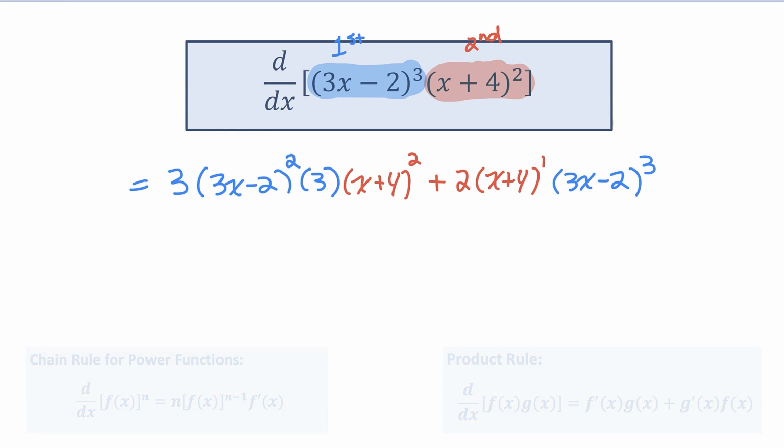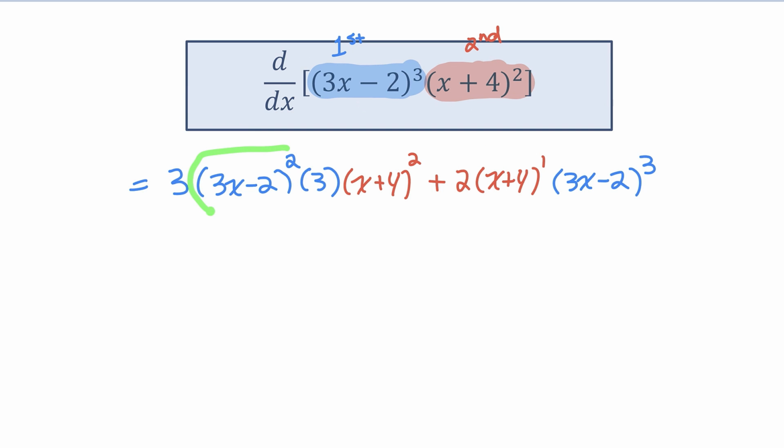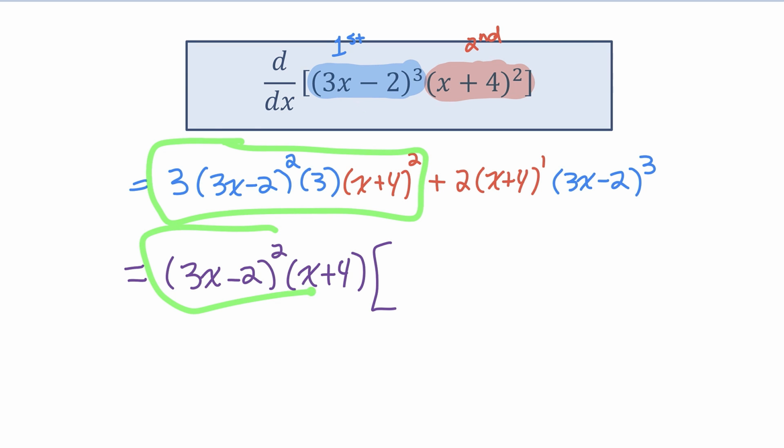Now, instead of trying to expand and collect this into standard form, which would be a lot of multiplication, it'll be easier if we put this into factored form. This plus sign is separating my two terms. I've got a term here and a term here. Notice they both have factors of 3x minus 2, and they both have a factor of x plus 4. So I will start by common factoring out a 3x minus 2 squared and an x plus 4 from both terms. Let me divide this first term by my common factor.